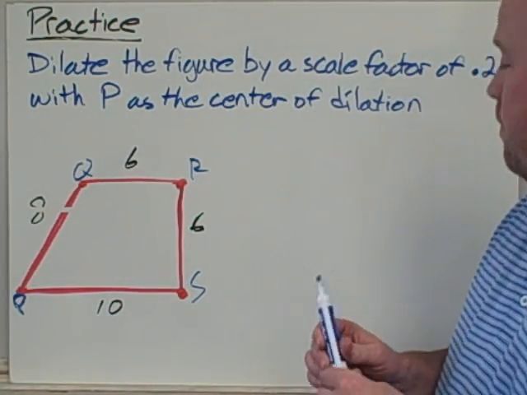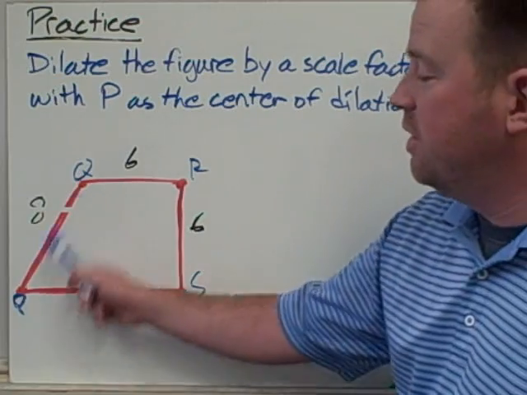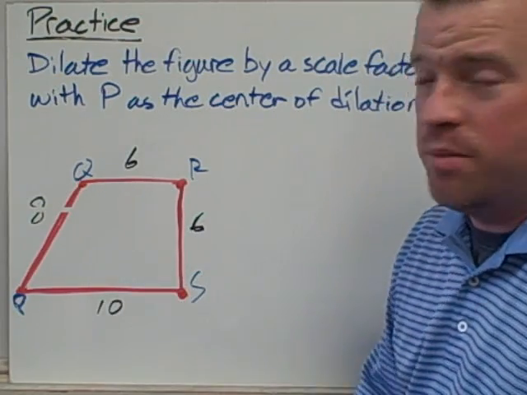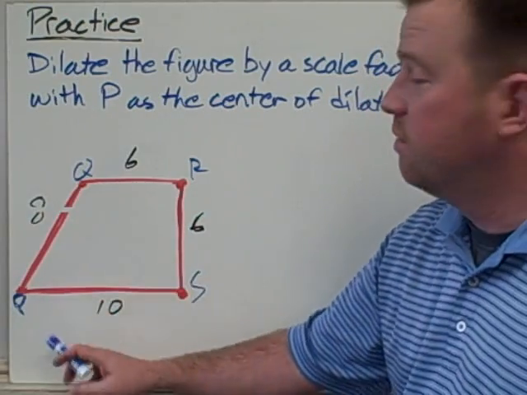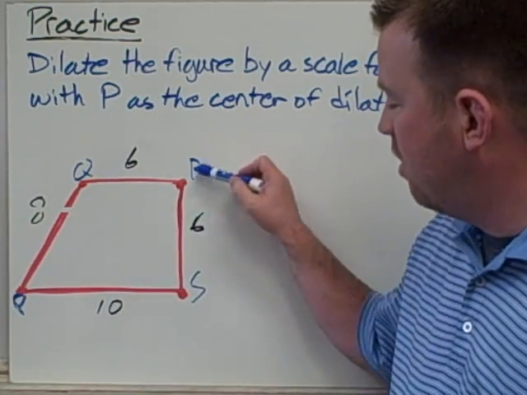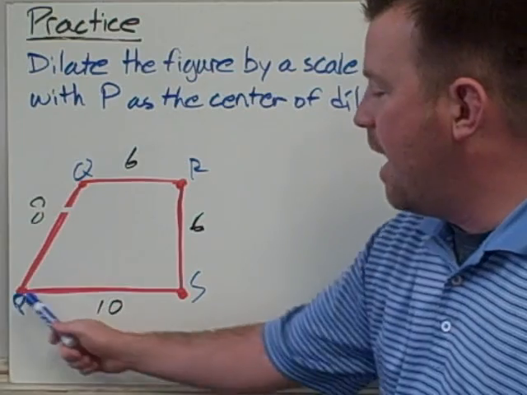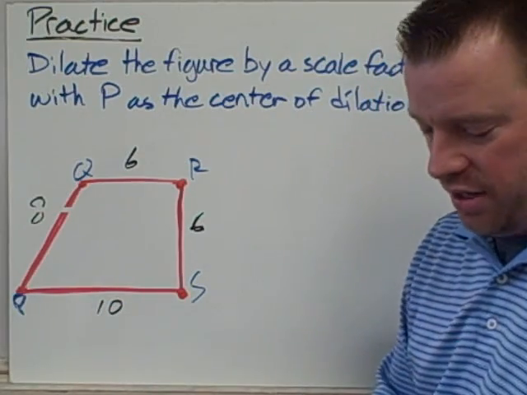What we need to know are the measurements of the sides. We don't have this on a grid, but we've identified the measurements. P to Q is 8 units. Q to R is 6. R to S is also 6. And then P to S is 10.